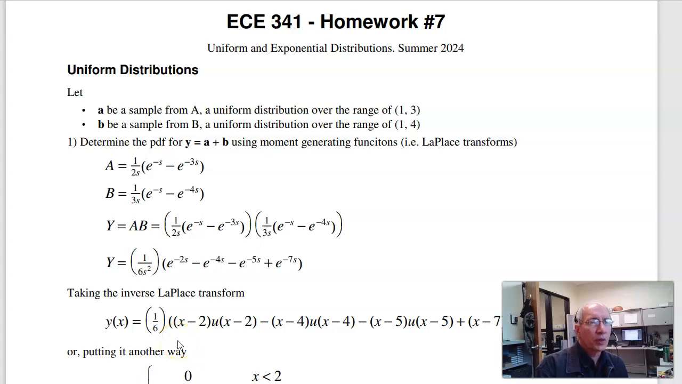Here are solutions to homework set number 7 for ECE 341. This homework set looks at uniform and exponential distributions.